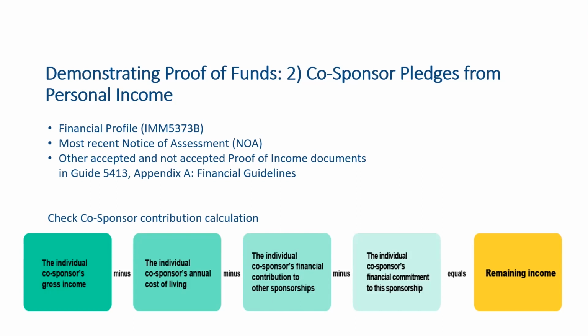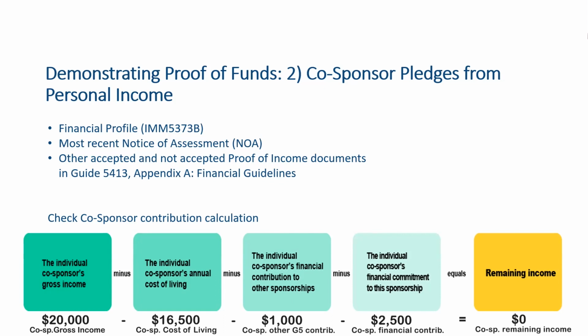So let's say, again, I'm your co-sponsor. My gross income is $20,000. I'm single. You would initially deduct $16,500 from my gross income. From the $20,000, that would leave $3,500. And let's say I've pledged $1,000 to a Group of 5 application. You would then subtract that $1,000 from the $3,500. And what that would leave is the amount that I can pledge to this application.